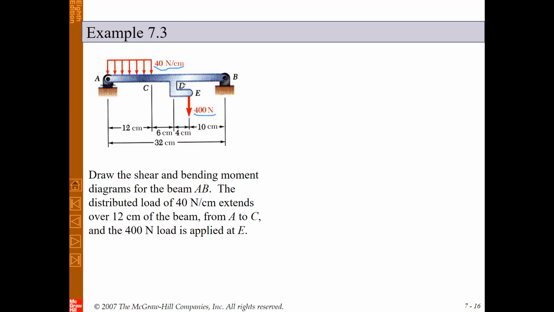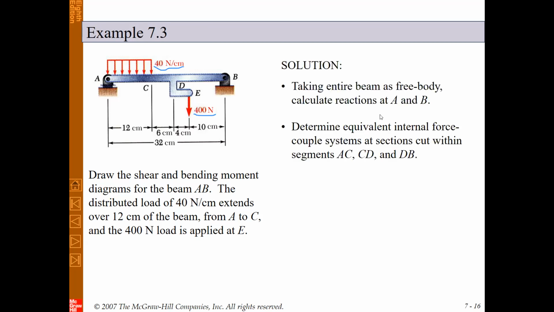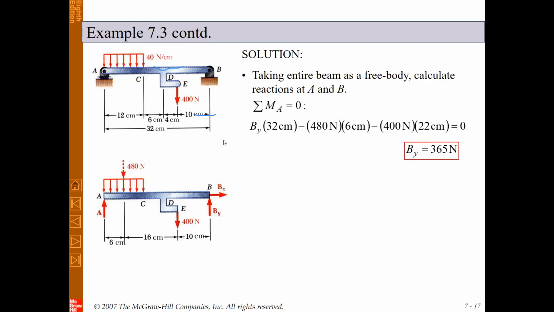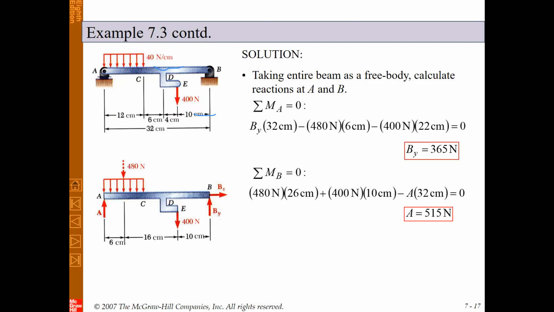Again, similar to the previous examples, the first step, we need to obtain the external reactions. So we need to plot the free body diagram for the whole beam and obtain the reactions. And after that, we can obtain the internal shear force and bending moments. So the first step, we can plot the free body diagram for the whole beam. Okay, this is the free body diagram for the whole beam.